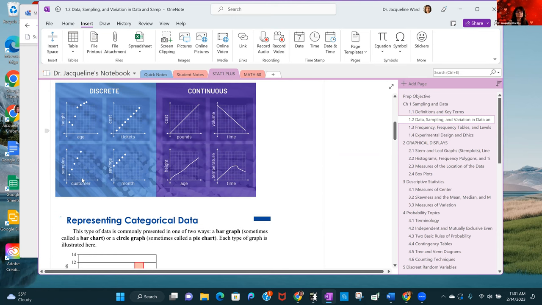So number of customers and the samples that they got. The months, right? And how much money you've saved. So these are all examples where, along the x-axis, we're looking at discrete data. And here we're looking at continuous data.